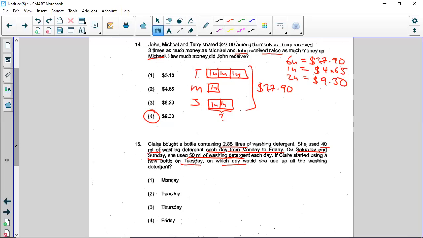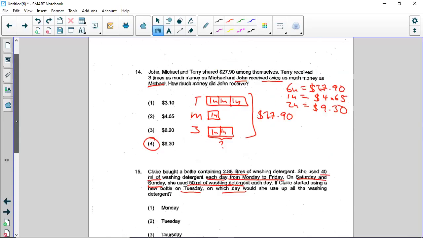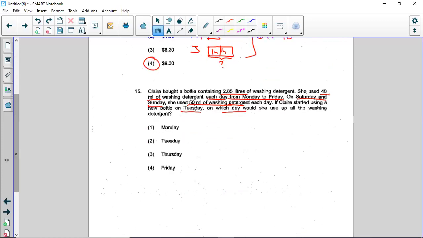Okay, now what kind of method can we use to solve this? You have to find how many weeks she used to use up all the detergent. So grouping method. So 1 week is like 1 group. Okay, so the method that I want to use is actually called grouping. So 1 week is 1 group. So you start on Tuesday, right? Tuesday, that is where she started using the bottle.